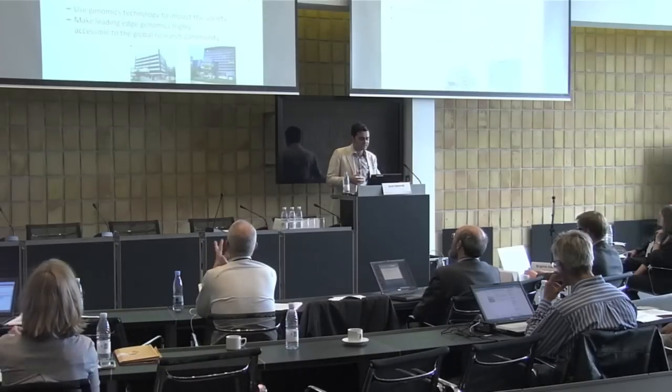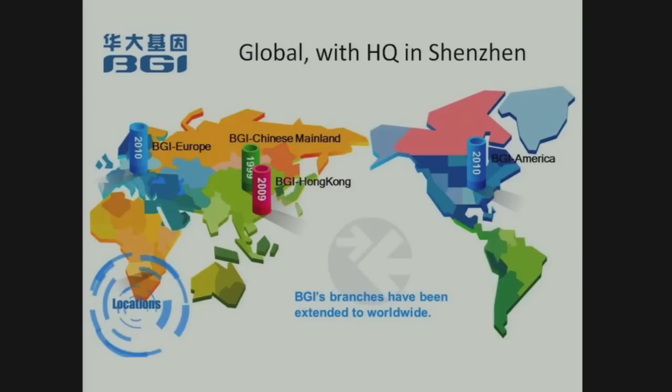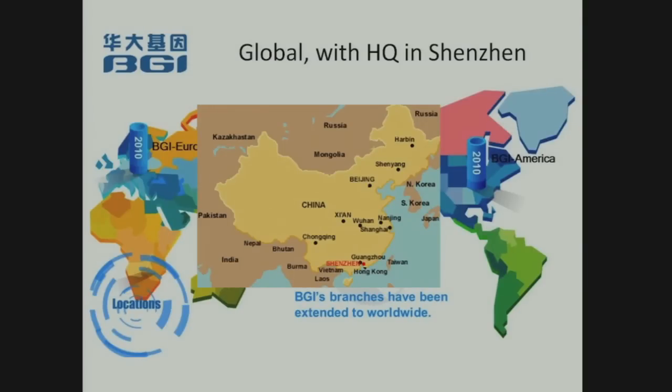Tying in with the history of genomics, BGI basically came out of the Human Genome Project. They were founded in 1999 to sequence 1% of the human genome, basically on behalf of China. From that, they've grown to the largest genomics organization in the world. There are about 4,000 employees. It's a not-for-profit research institute, but also does commercial sequencing as a service, and all of the profits then fund the research side. It was formerly Beijing Genomics Institute and situated in Beijing, but they've moved now to Shenzhen, which is a town in southern China, right on the border with Hong Kong. In the last few months, I've moved to the Hong Kong office, but move back and forth.